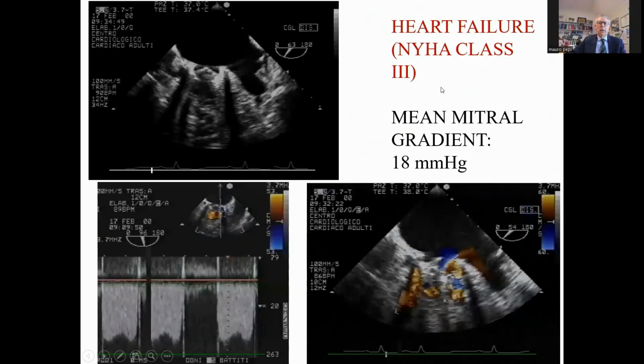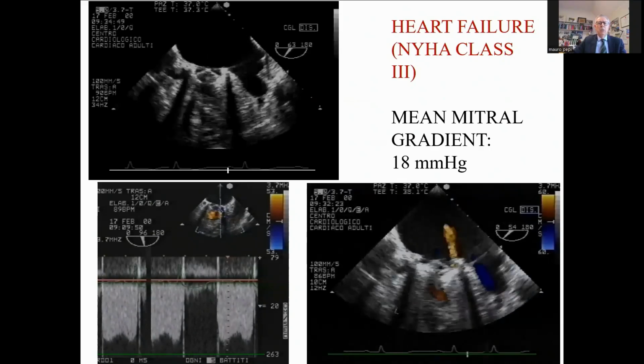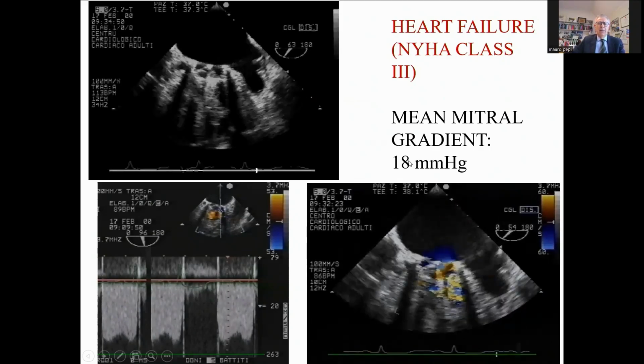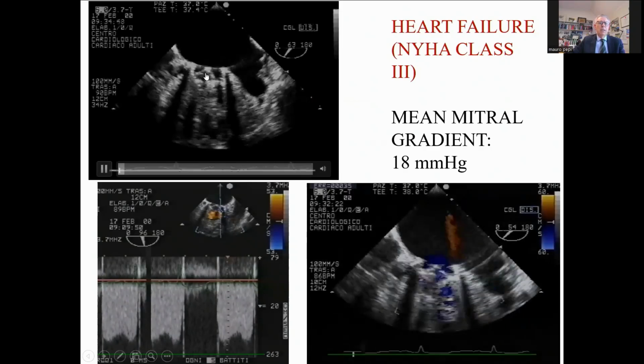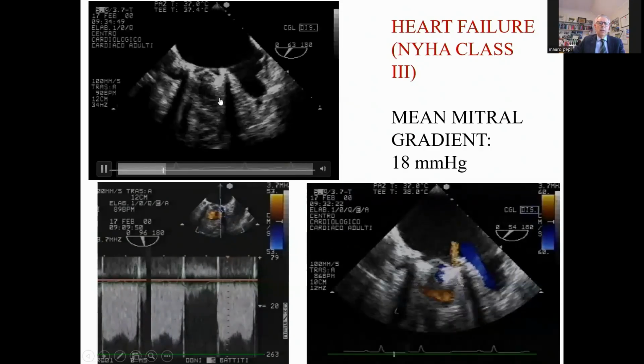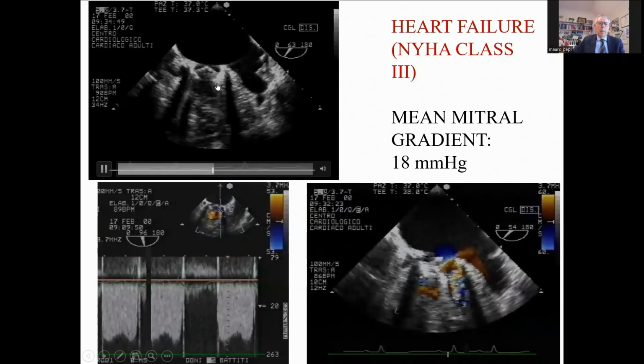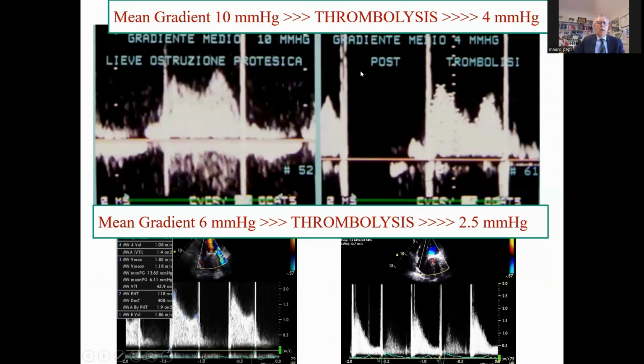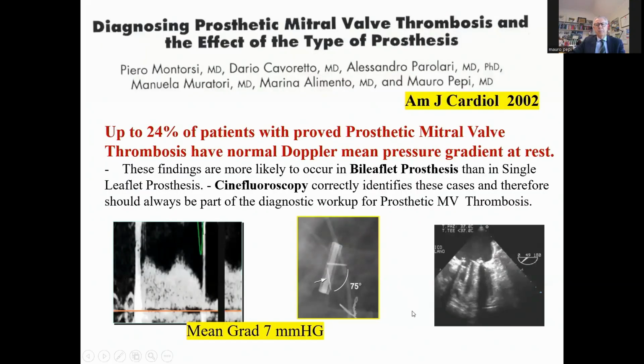A patient in New York Heart Association class 3, and you see that the gradient is 18, and you see that one leaflet is stuck, the second hypomobile. We don't see any thrombus here, but probably a pannus of the valve. And finally, we may have cases with just a mild increase of the gradient, in this case 10, and the second with a mean gradient of 6. But in both cases, after thrombolysis, we have the true evaluation of a prosthesis that clearly had a thrombosis.